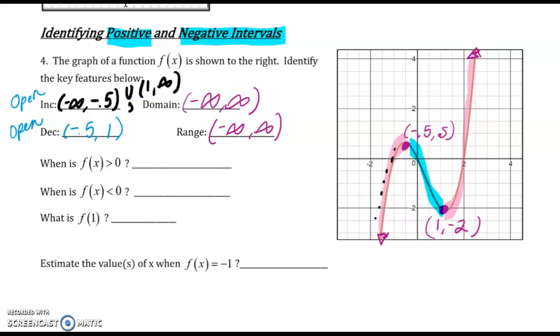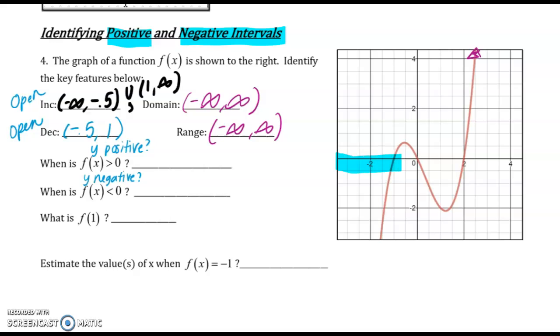So now here's the next question. This is saying when is y positive? That's the secret of what this is saying. When is y negative? And I'm going to show you a little how I like to think about it. Okay, so positive and negative.